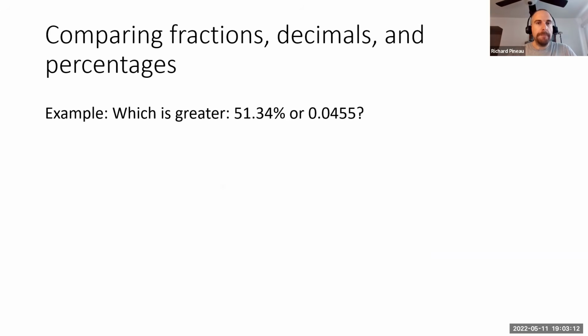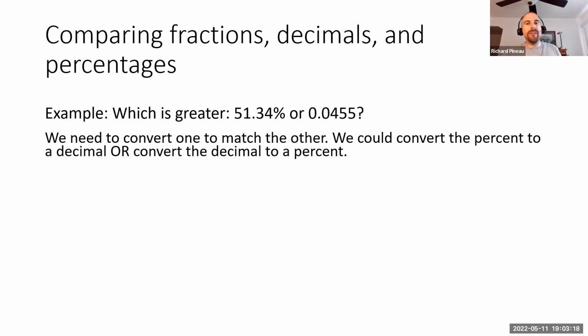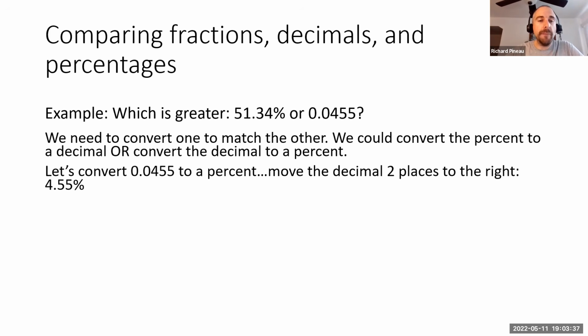All right, here's one. Which is greater, 51.34% or 0.0455? So we have a bit of an issue: one's a percent, one's a decimal. So we need to convert one to match the other. It's up to you how you choose to do that. We could convert the percent to a decimal, or we can convert the decimal to a percent. It's up to you. What I'm going to do is the latter.